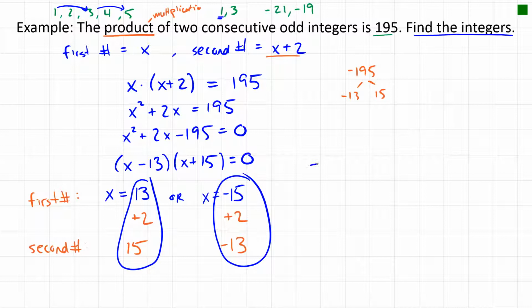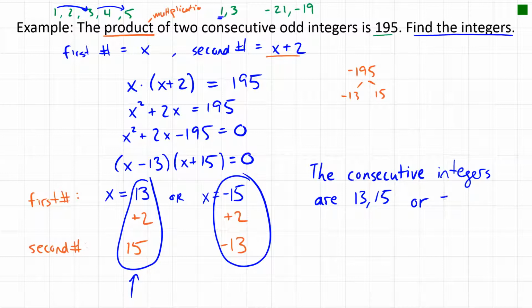So we could say that, and you don't have to write a whole paragraph, just a short sentence that answers the problem. So the consecutive integers are 13 and 15 from this first solution, or negative 15 and negative 13 from the second solution. So there's basically a positive and negative solution to this problem. But this is an example of how we'll go about solving number problems.